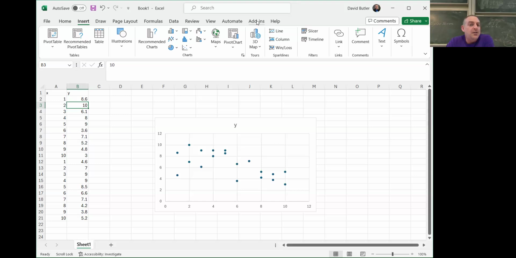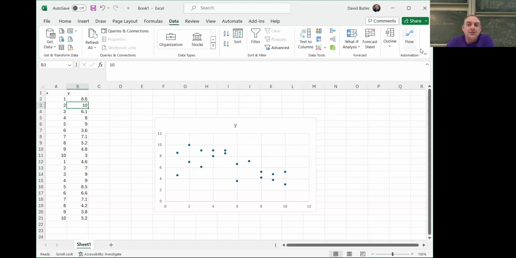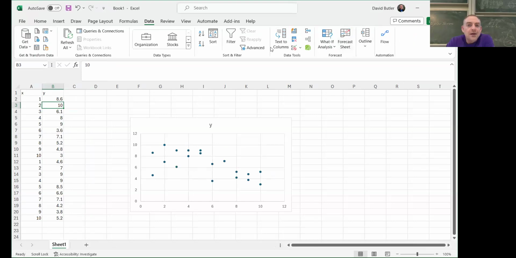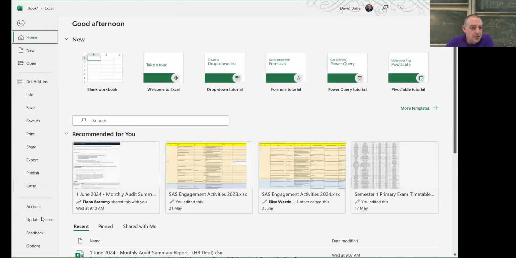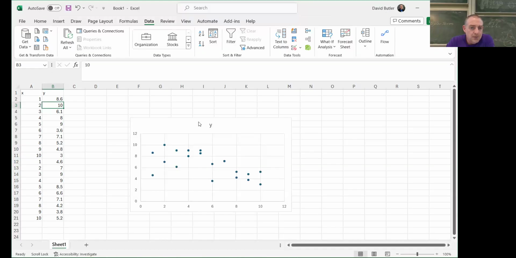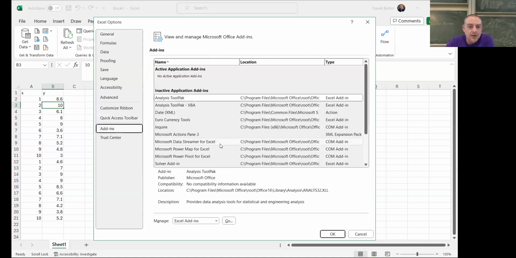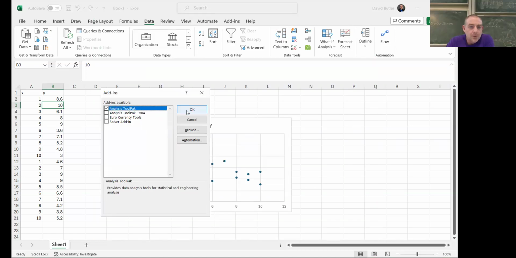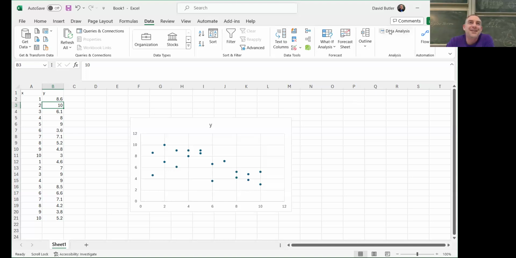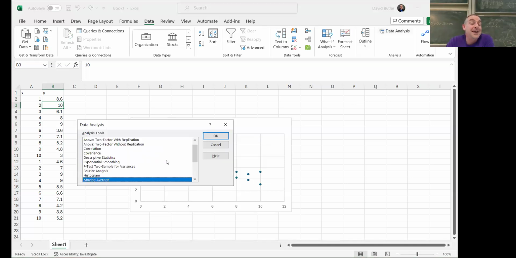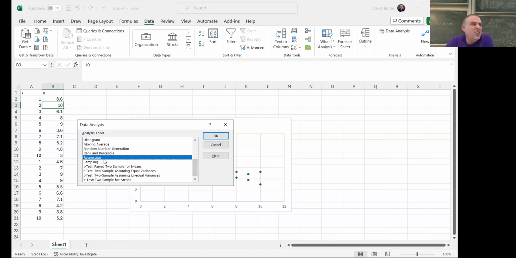And then did they get you to do it in the data analysis thingamajig? Oh, I have to turn it back on again. They got you to do the analysis toolpack thing, didn't they? Yeah, there it is. Well, now you know how to turn it on in a Windows computer. I'm going to go to regression. This is how they got you to do it.